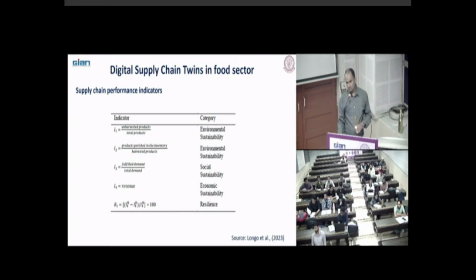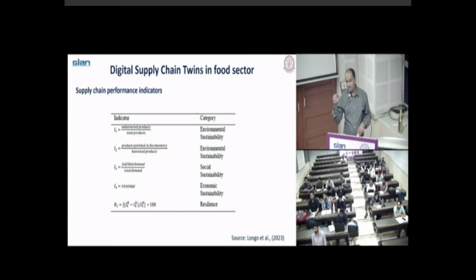Fourth is the revenue. I hope you know how to calculate revenue: sales price times the quantity of products you sold. That's your revenue, the economic sustainability indicator. What is the fourth? Resilience. What is that? I4 N minus I4 D. I4 means revenue. N means revenue during the normal time without disruption. Suppose revenue during normal time is 1 million, just assume.